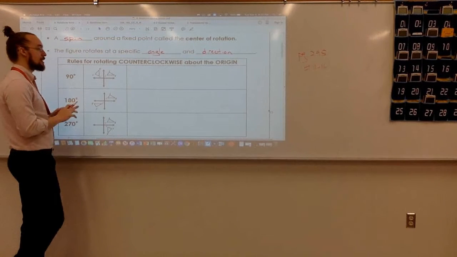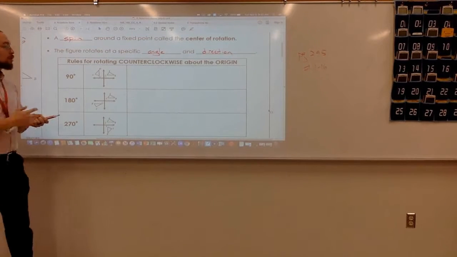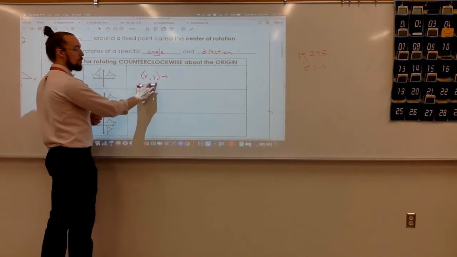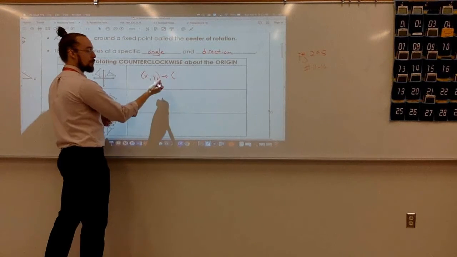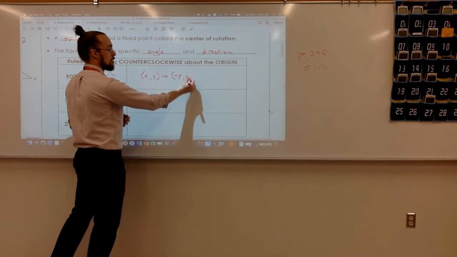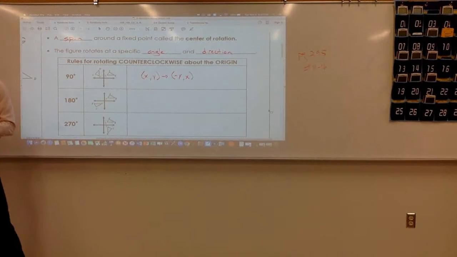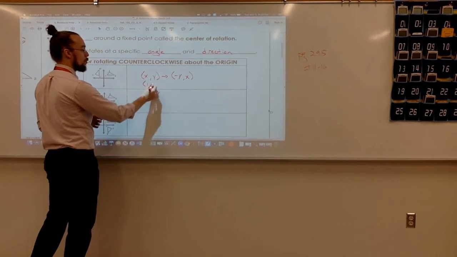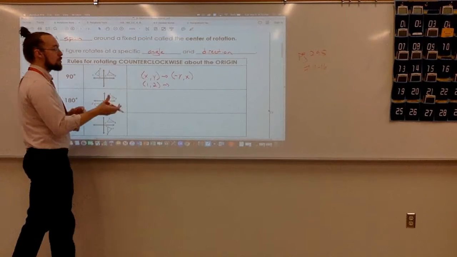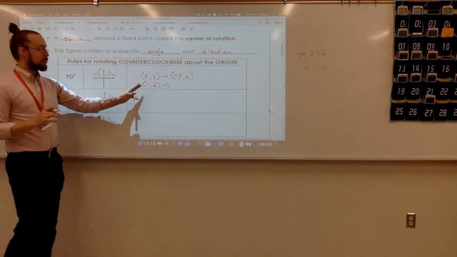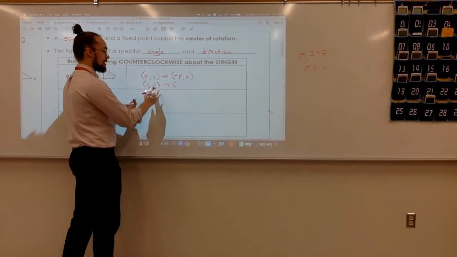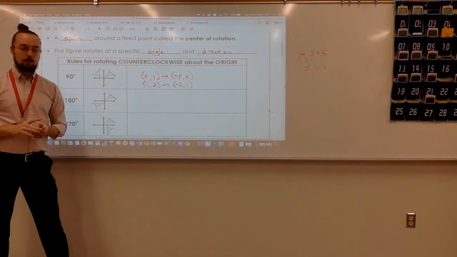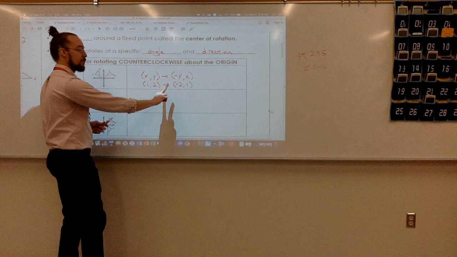Okay, so if I want to rotate something 90 degrees counterclockwise about the origin, our rule is going to be to take our original coordinate point, flip the coordinates and take the opposite of what y was. For example, if my original point was, I don't know, 1, 2, and I rotate that 90 degrees, what I do is flip those two numbers and take the opposite of whatever the y coordinate was, right?